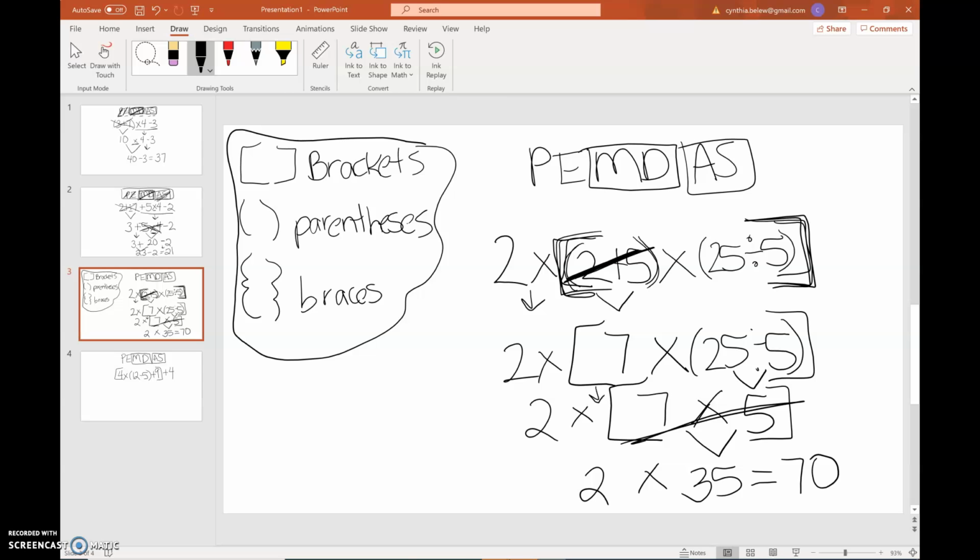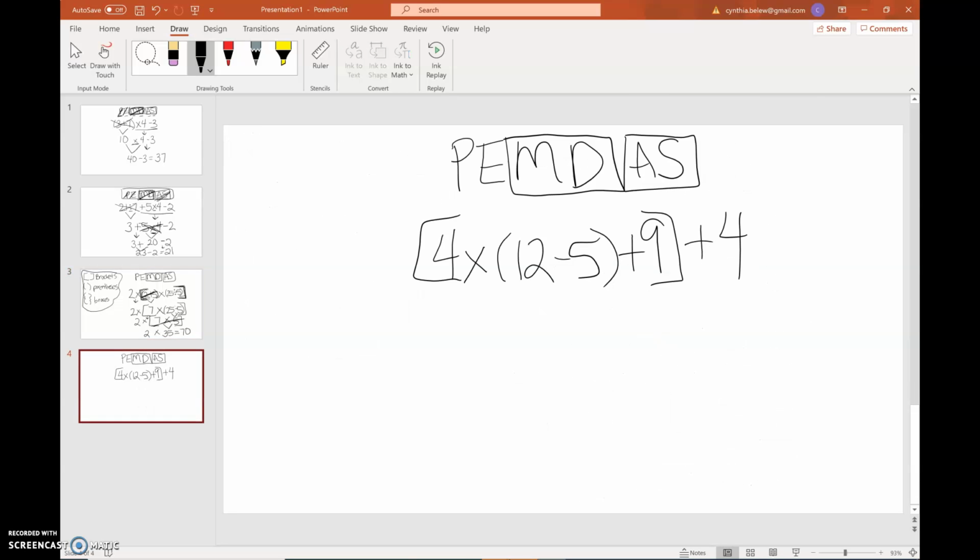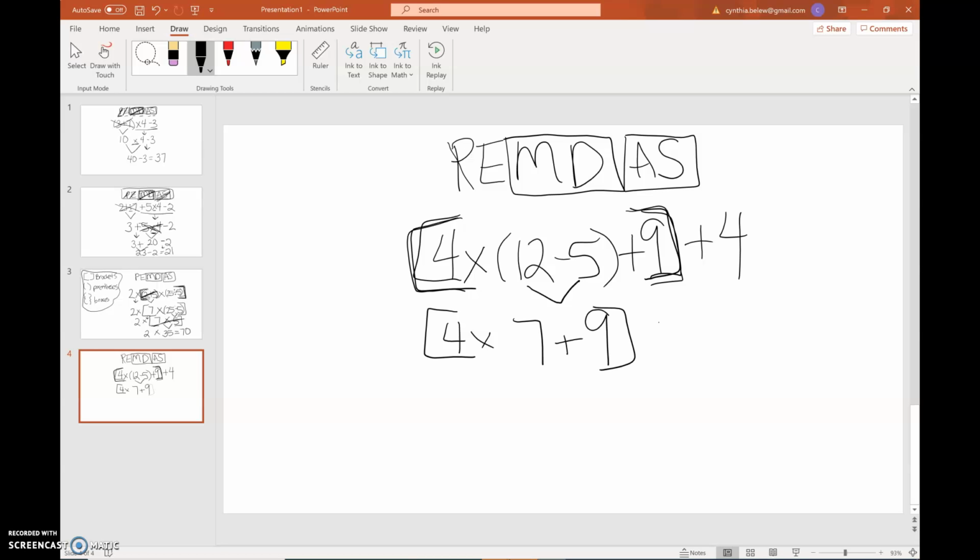Let's look at this example. So I have brackets, 4 times, parentheses, 12 minus 5 plus 9, closing the brackets, plus 4. So I have to get rid of the brackets first, so I'm going to solve what's in those brackets now. Still have to use order of operations. I'm going to solve what's in parentheses first. So I have brackets, 4 times, 12 minus 5 is 7, plus 9, plus 4.